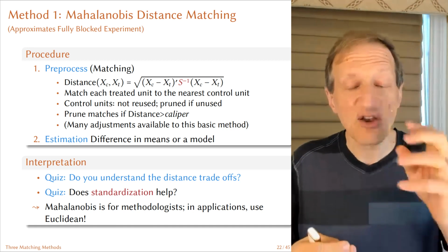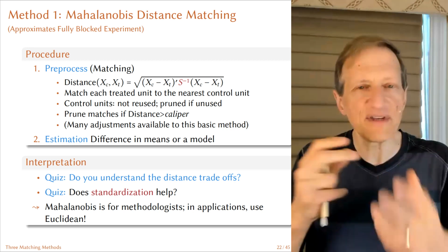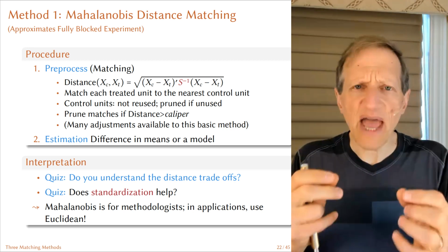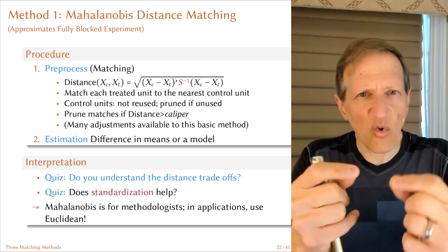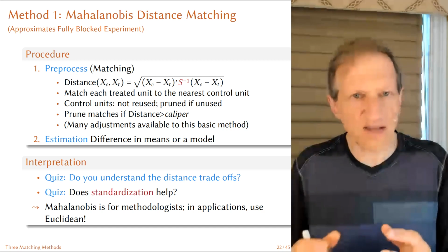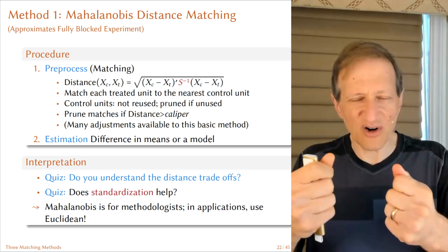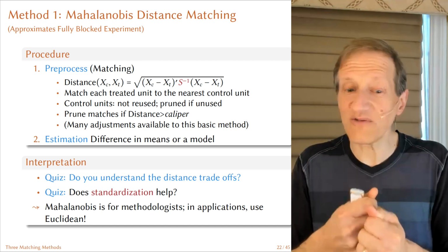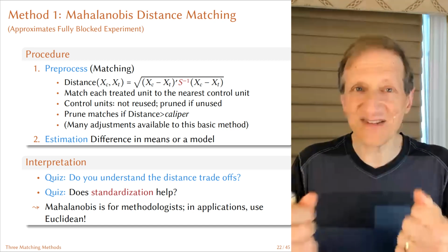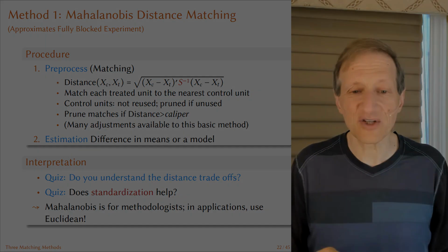So yes, you should be uncomfortable if you apply this method, because you have this difficult choice to make about how the distance from one variable translates into the distance from another, because at the end of the day, we have to decide whether one vector and another vector for two units are close or far apart. And that's not an easy thing. So you'll have to figure that out. Okay, so that's Mahalanobis distance matching.